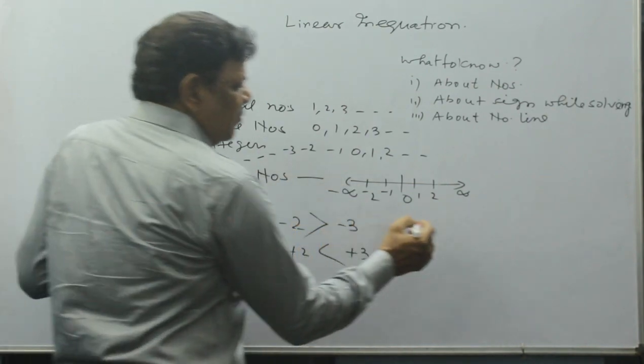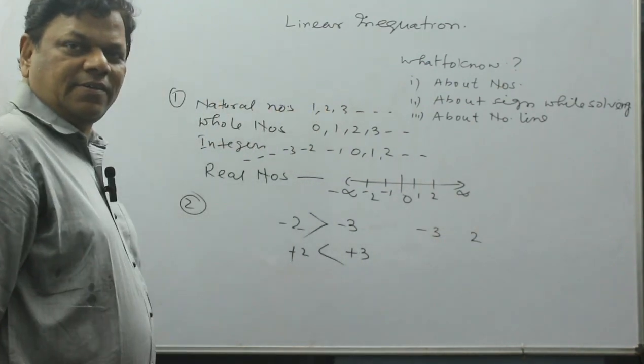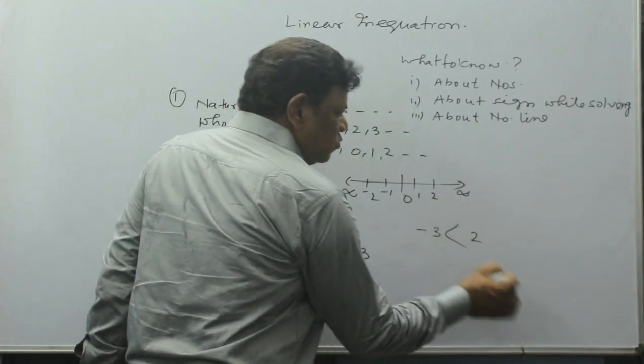Now see here, if -3 and 2 are given, this is very important. Now which is the bigger one? 2 is the bigger one.